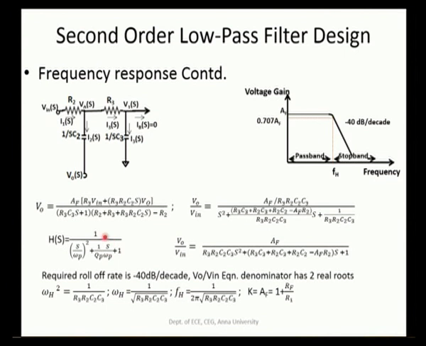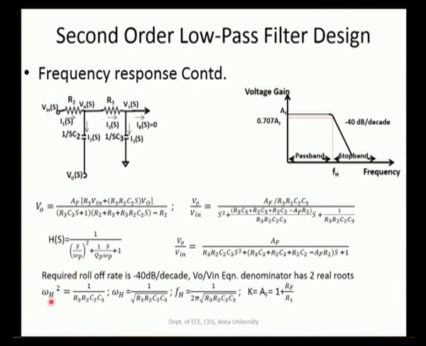The general form of H of S that we have seen in the previous section is 1 by (S by omega p) the whole square plus 1 by Q p omega p into S plus 1. These are constants. In the same form, what we have is this transfer function V naught by V in given by AF. Brought to the denominator, what you have is this S plus 1. What is different from the general form of H is that here we have a gain, and from this we can get a relation for omega p.